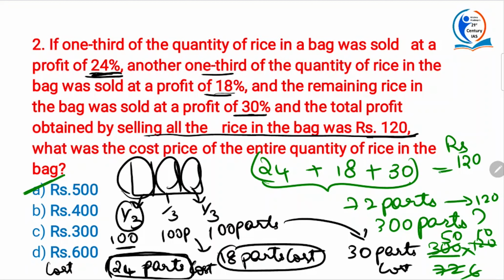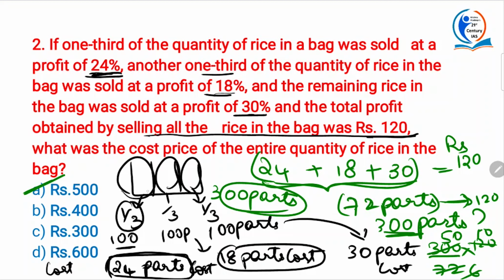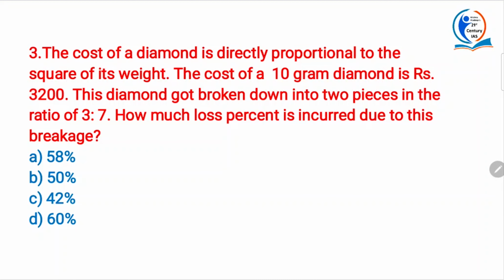Alright, so this step is important. The cost of 72 parts of rice is equal to 120. Then how much will 300 parts cost? Why did I take 300 parts? Because we assumed that there are 300 parts in total in this rice bag. Alright, so A is the answer.